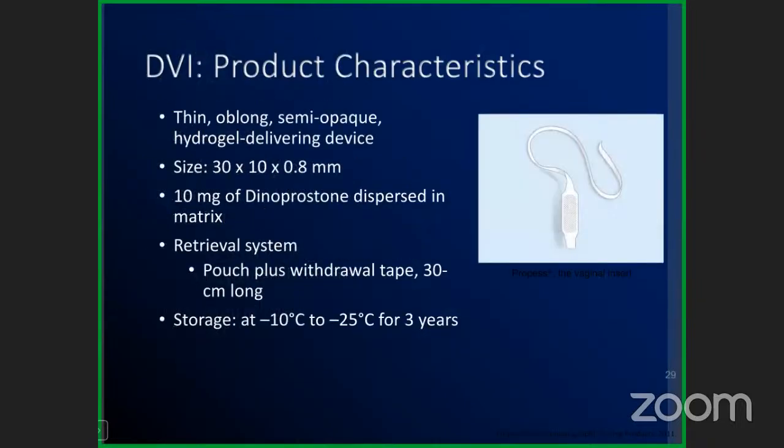It's a thin, oblong, semi-opaque hydrogel delivery device. Size is 3 by 10 by 0.8 centimeter. It's 10 milligram dinoprostone dispersed in the matrix, and the retrieval pouch plus withdrawal tape is 30 centimeter long. The storage is the most important part.